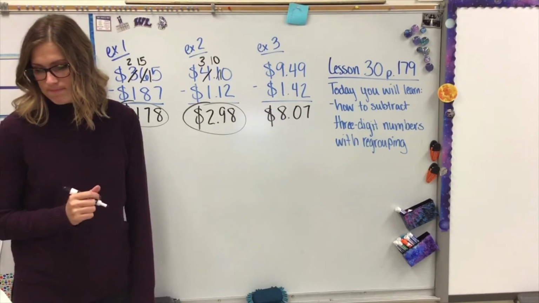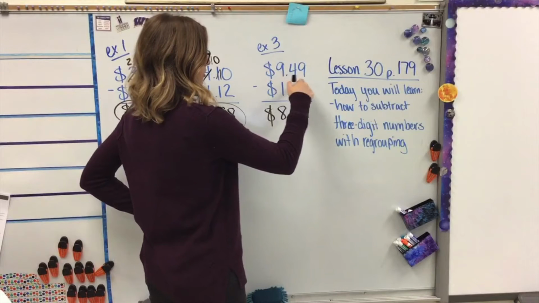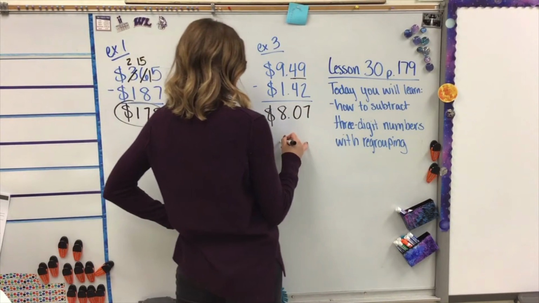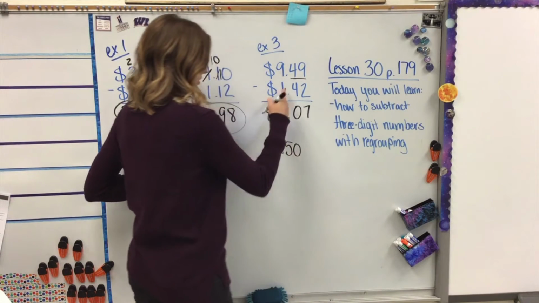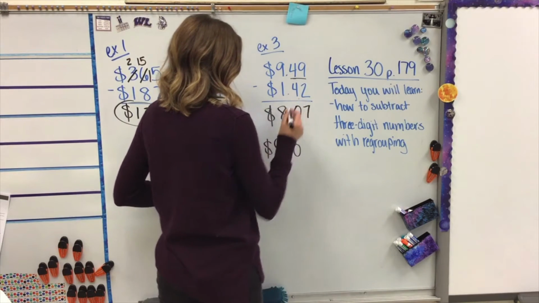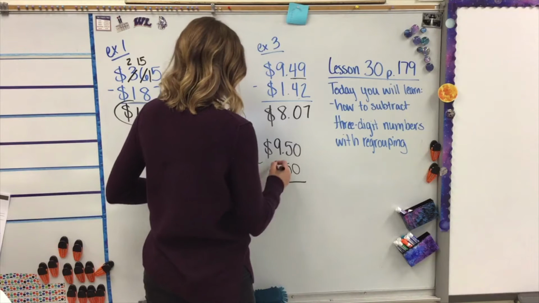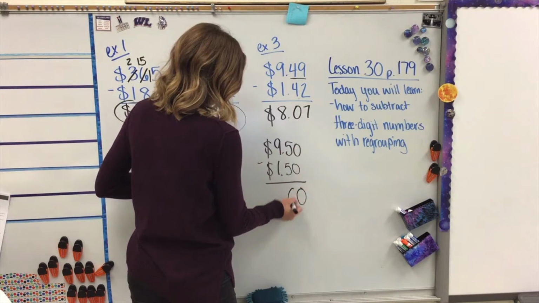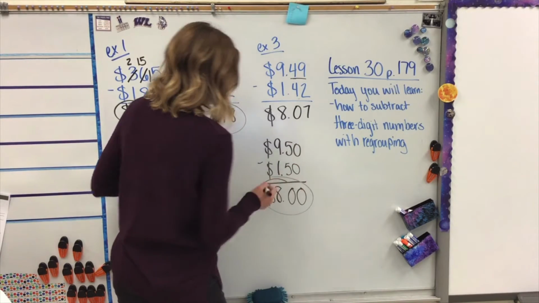All right? Now, it also asks us to estimate that. So if we were going to estimate that, $9.49, what's 49 cents really close to? It's really close to 50 cents. So we could do $9.50 minus $1, and what's 42 really close to? Well, that's also really close to 50. Then we get 0 minus 0 is 0, 5 minus 5 is 5, 9 minus 1 is 8. So our estimate would be $8.